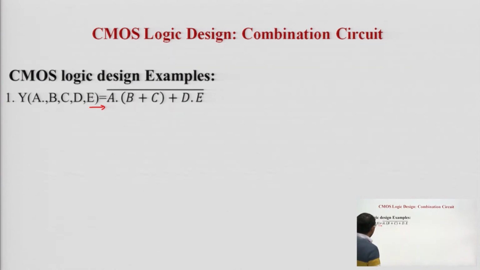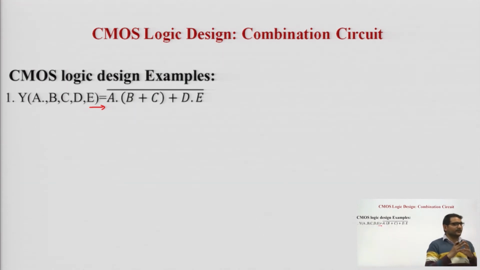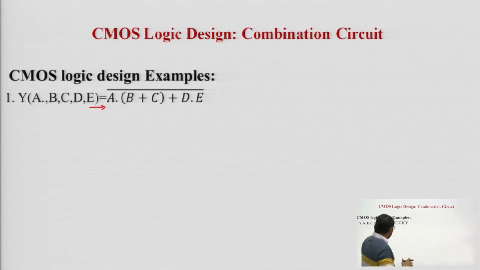Next we consider a CMOS logic design example: Y equals A dot B plus C plus D dot E. So we start with the NMOS network. We only have to memorize the concept for AND and OR operations for a combination of NMOS, and in case of PMOS, we simply go with the dual network. So here we consider A dot B plus C, plus D dot E, for NMOS. First, we move from left to right.